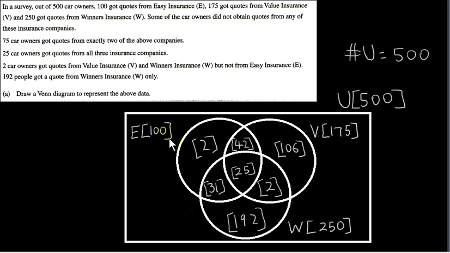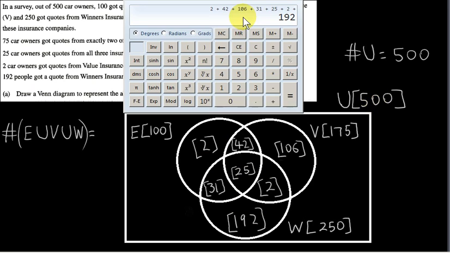Now, some car owners may not have got quotes from any of these 3 companies. And it actually says it at the start here, some of them did not obtain quotes from the 3 companies. So, how do we find the number of people that are inside U but outside these three sets? Well, we just sum up all the regions here, get the union, the number of elements in the union of these three sets, and take that value from 500. So, summing the 7 regions, we've 1, 2, 3, 4, 5, 6, 7 regions, we get 400.